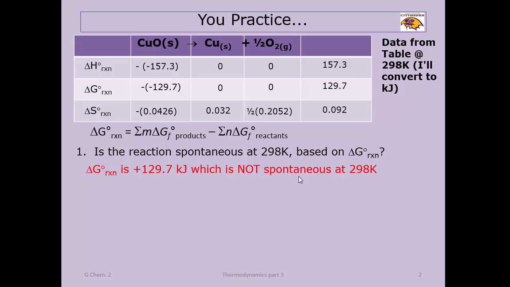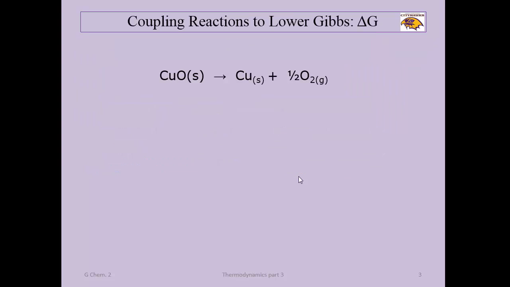And you can tell from the calculations we did then that the delta G for this reaction is positive 129.7 kilojoules, which is not spontaneous at 298 K. But if you're motivated to turn that copper oxide into solid copper to recover the copper for resell, you might want to somehow be able to run this reaction in a spontaneous method.